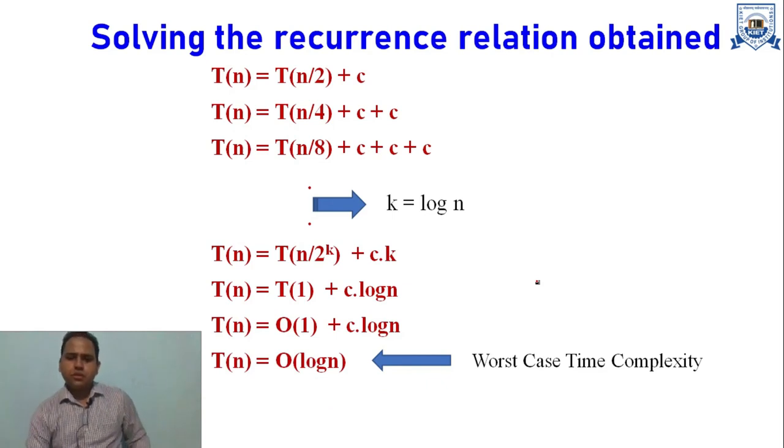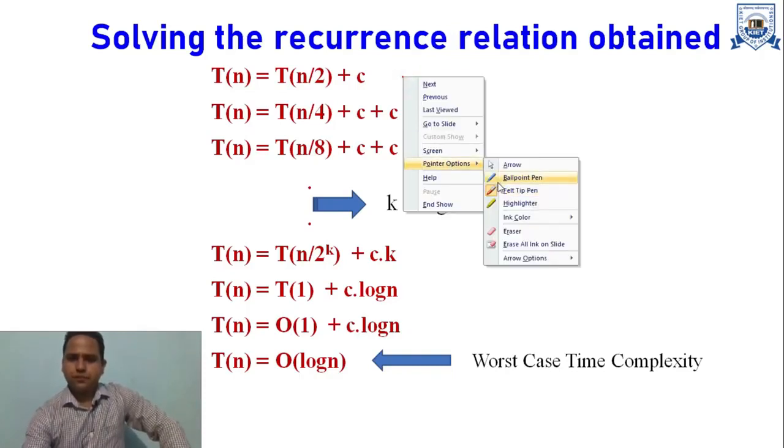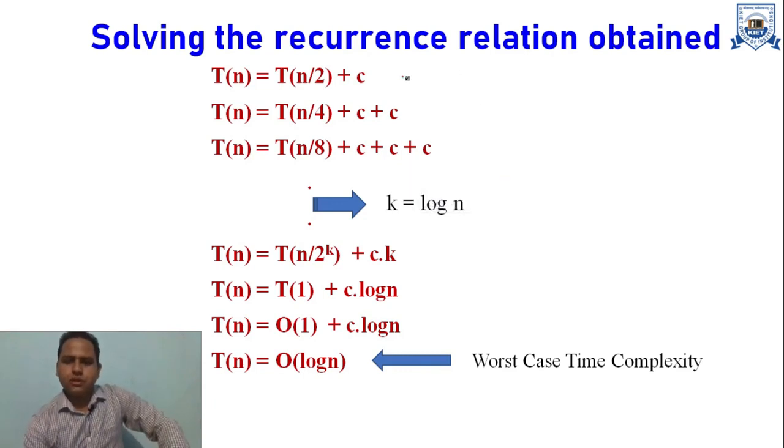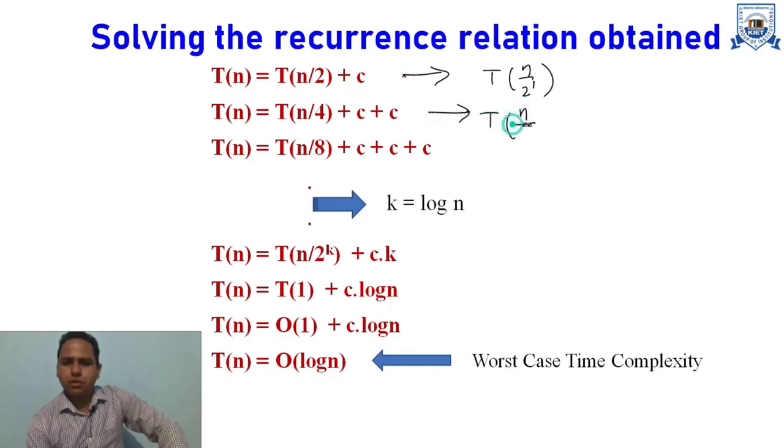Here you can see, initially we have T(n/2) plus c. Again it is divided by 2, so we can write this as T(n/2 to the power 1). Again it is divided by 2, so it becomes n/4, which can be written as 2 squared. Again divided by 2 gives n/8, which can be written as 2 to the power 3.